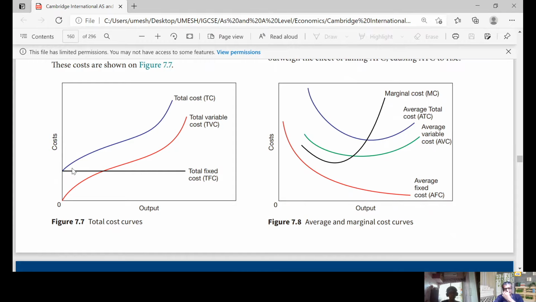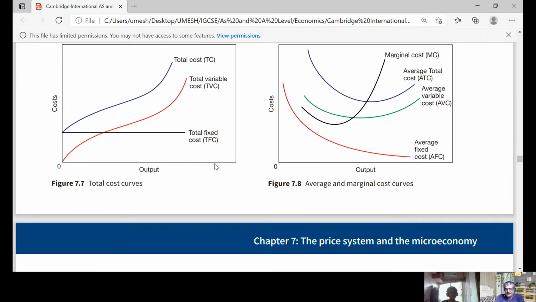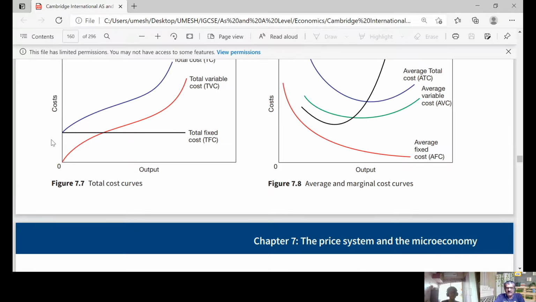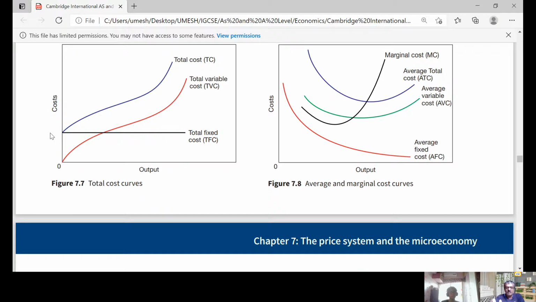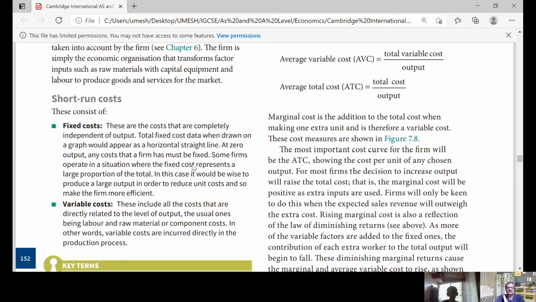Fixed cost, as the name suggests, is fixed. The output is on the x-axis and the costs are on the y-axis. So, for example, this is 10. It will always be 10, irrelevant to the output. When the output is 0, it is also 10, and when output is 100, it is also 10. It does not change, does not vary, does not get altered or modified with the output. That's why they are said to be the costs that are completely independent of output.